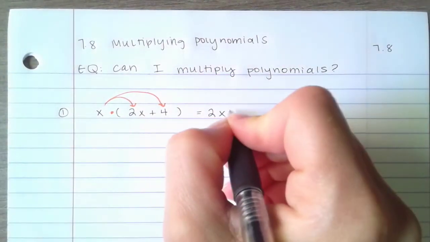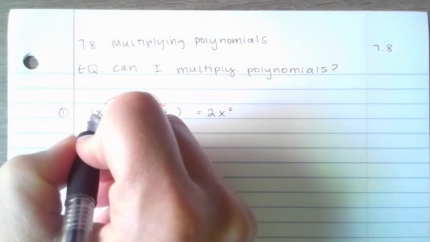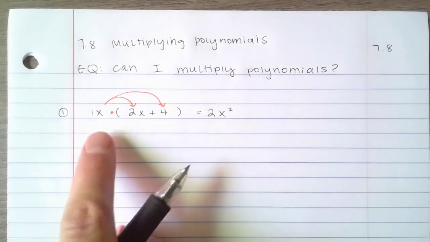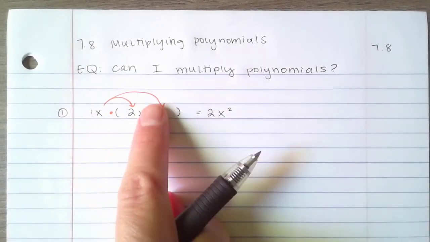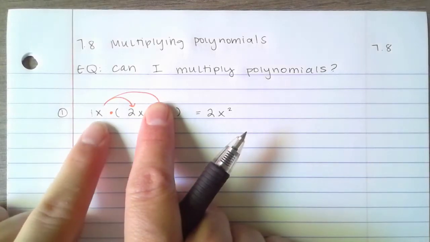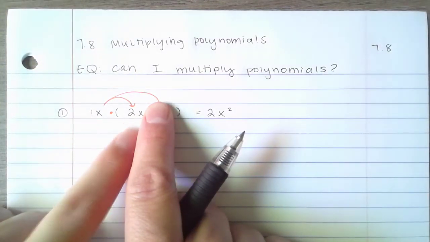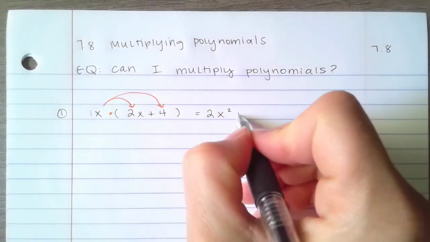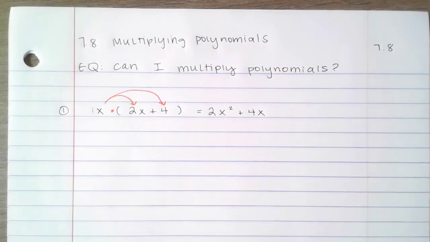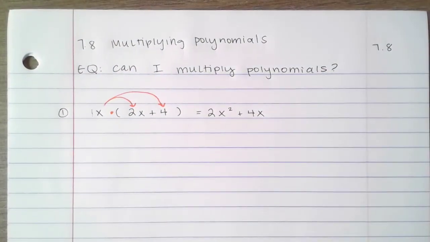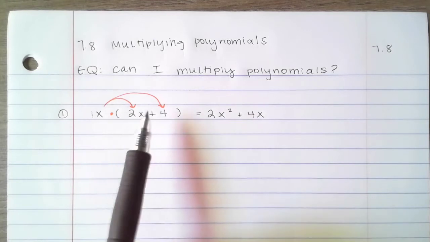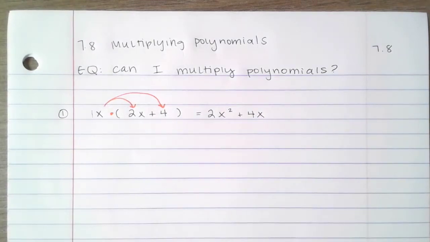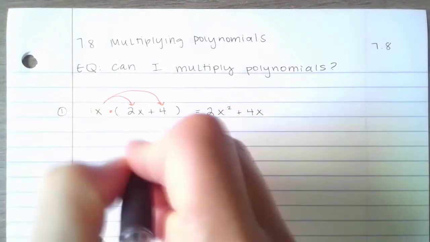2x squared. There's an invisible 1 out in front, and that 1 times 2 is 2. X times x is x cubed, so kind of ignore that, and if you're taking this x and multiplying it by 2x, you get 2x squared. And then you multiply x by 4, and that gives you 4x. And then you're done. So far, you have multiplied a monomial by a binomial. You've taken that x and multiplied it into both terms of the binomial. And that should be familiar.